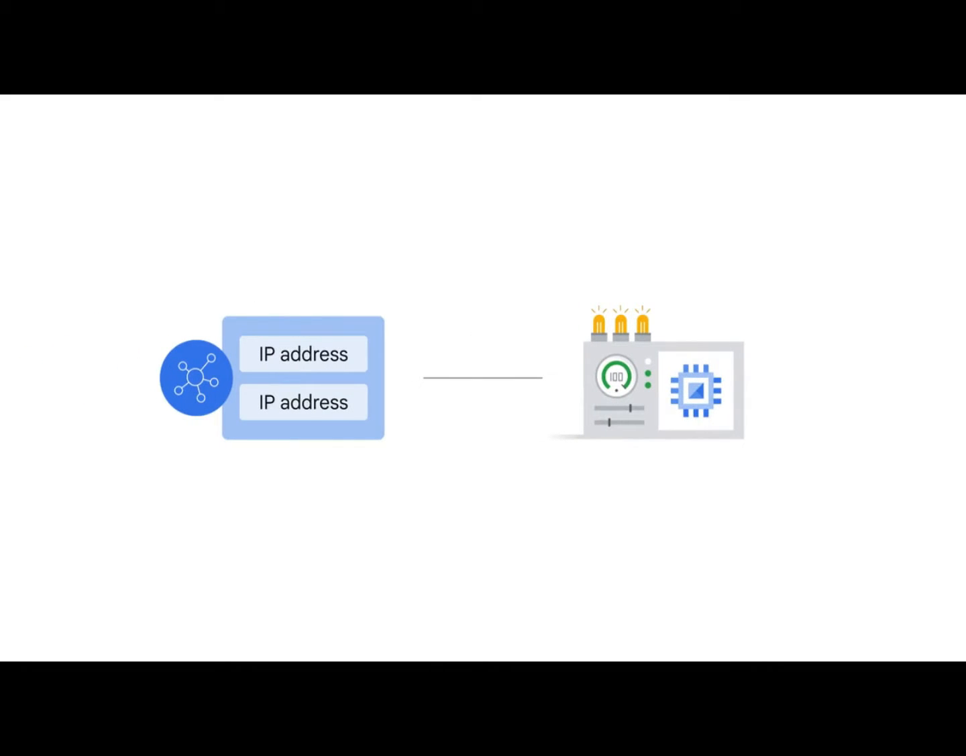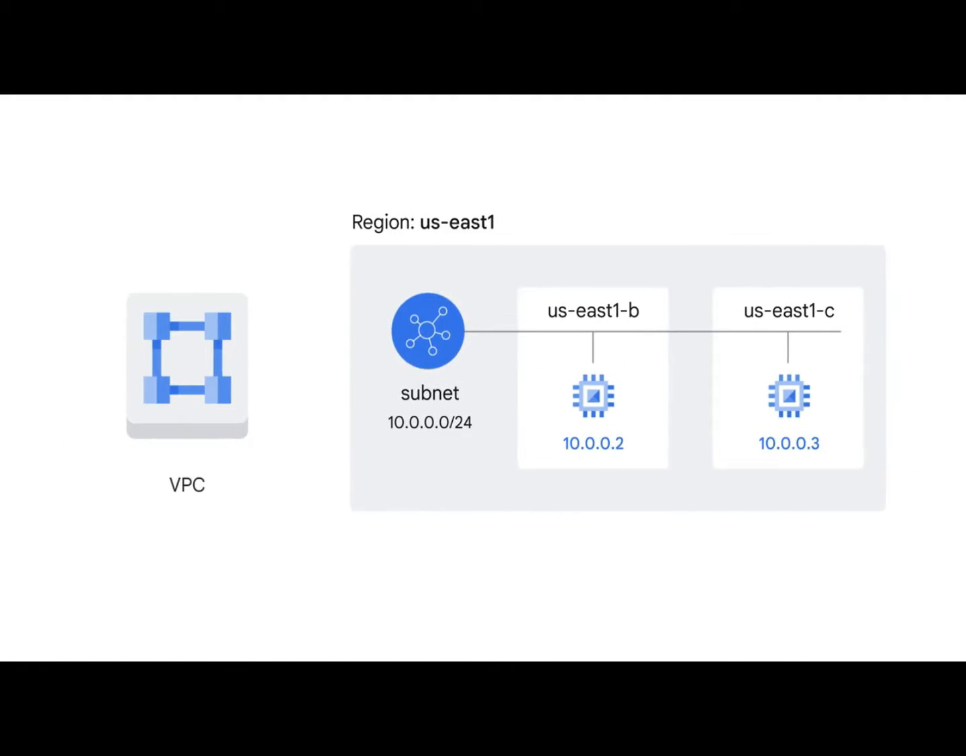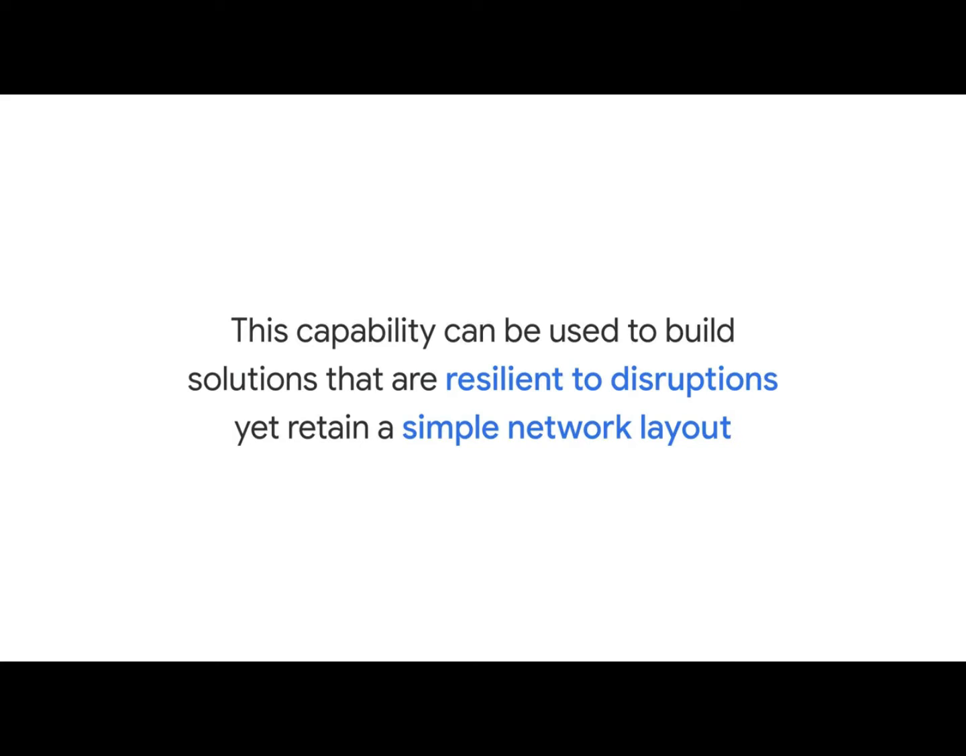The size of a subnet can be increased by expanding the range of IP addresses allocated to it, and doing so won't affect virtual machines that are already configured. For example, let's take a VPC with one network that currently has one subnet defined in Google Cloud's US East 1 region. If the VPC has two Compute Engine VMs attached to it, it means they're neighbors on the same subnet, even though they're in different zones. This capability can be used to build solutions that are resilient to disruptions, yet retain a simple network layout.